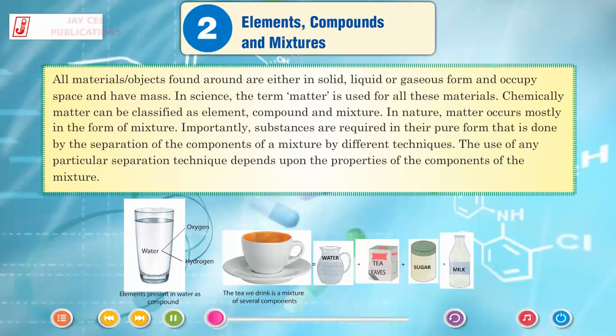Importantly, substances are required in their pure form, which is done by the separation of the components of a mixture by different techniques. The use of any particular separation technique depends upon the properties of the components of the mixture. Water, oxygen, hydrogen: elements present in water as a compound. The tea we drink is a mixture of several components: water, tea leaves, sugar, milk.